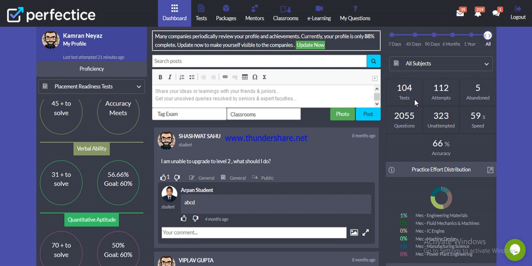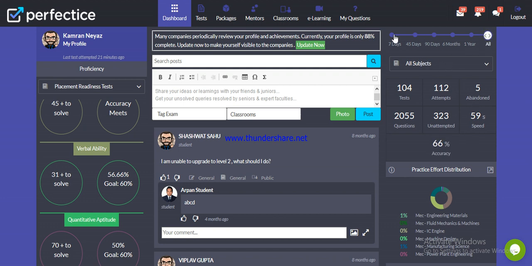This count is the total number of tests the student has attempted, the total number of attempts, the total number of questions the student has attempted, and the number of questions that the student has unattempted or left out. This average speed is the total time that a student has spent on a particular question, and we take the average value of all the attempts the student has made. Similar with the accuracy, whatever attempts the student has made on the platform, we capture all their data and determine this average accuracy and provide it on the dashboard.